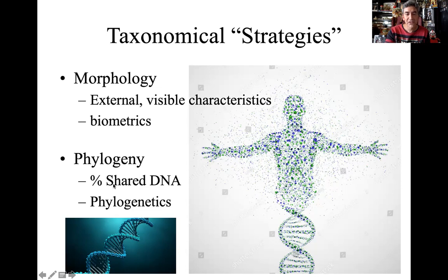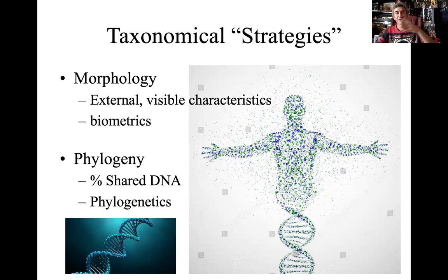So the percentage of shared DNA. If two species share a lot of DNA, they're going to be very closely organized and categorized. If two species don't share very much DNA, they're going to be in separate categories. So phylogeny, or sometimes it's termed phylogenetics, is how taxonomy is conducted today. Very rarely do people just rely on morphology. This phylogenetics is 2021 and onwards.